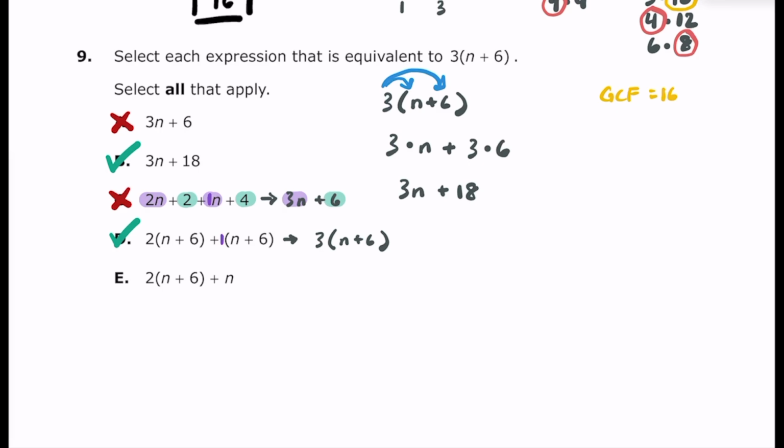I actually don't really love these arrows I'm putting here because these are equal to each other, so we can put equal signs. Let me just swap those out. I think that's a little bit more clear. This next one is another expression we can take a look at.